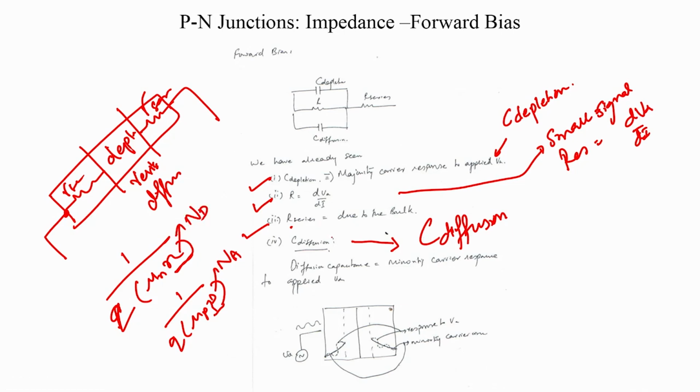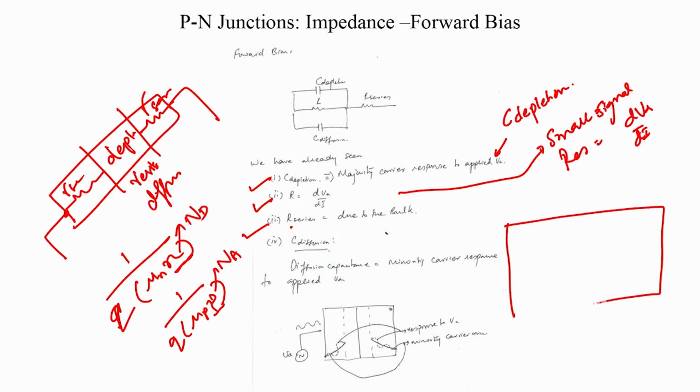But what we have never discussed so far is this component called diffusion capacitance. So what is the diffusion capacitance? Very intuitively. Okay, now in forward bias, what we have done is we have injected the minority carriers, right. So we now have a minority carrier injection because of the large amount of carriers diffusing across the junction.